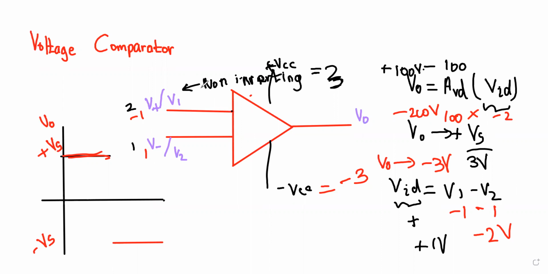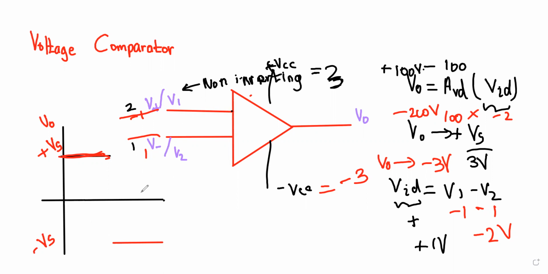Let's say you don't know the voltage between 2 points and you need to figure out which point has the higher voltage. You can connect these two terminals and check the output. If it's plus, you can tell the V plus port has a higher voltage. If the output is minus, you can tell V minus has a higher voltage than V plus.